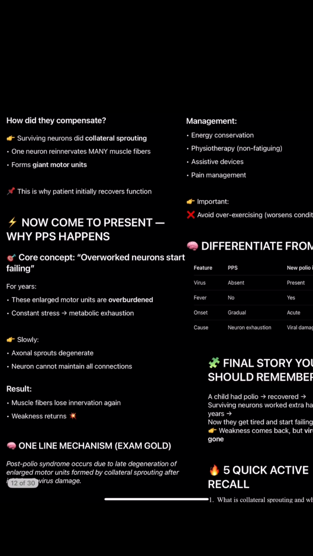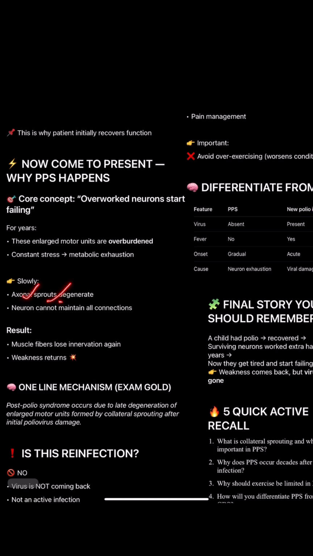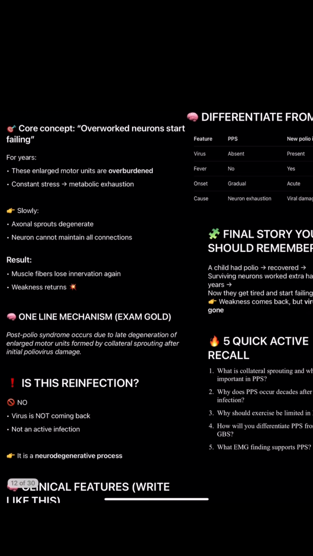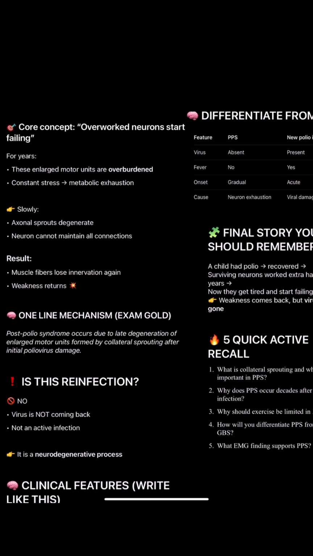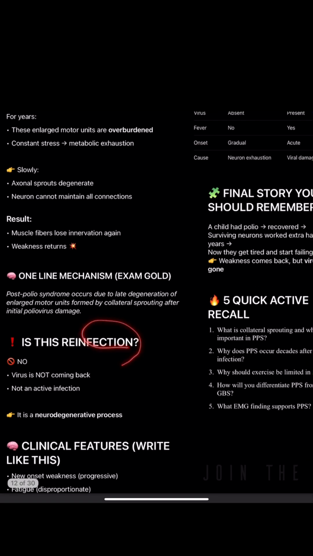Now the patient comes and PPS has happened. Let us ask why it has happened. Overworked neurons start failing. After years, the enlarged motor units have become overburdened. Constant stress and metabolic exhaustion has occurred. Slowly the axonal sprouts have degenerated. The neuron cannot maintain all the connections. As a result, muscle fibers lose their innervation again, and weakness will return. Now, is this reinfection? No. The virus has not come back again. It is not an active infection. It is just a neurodegenerative process.